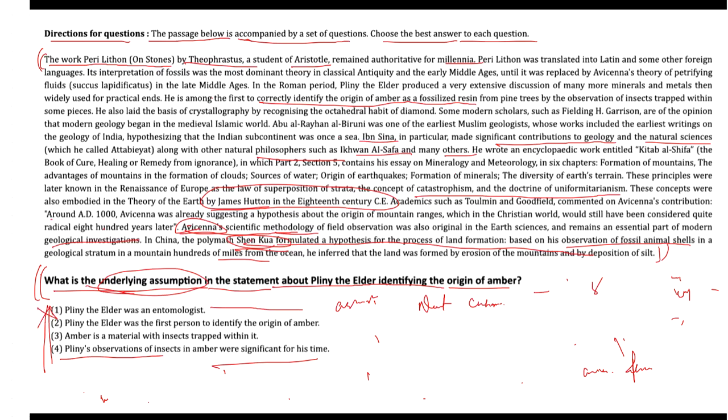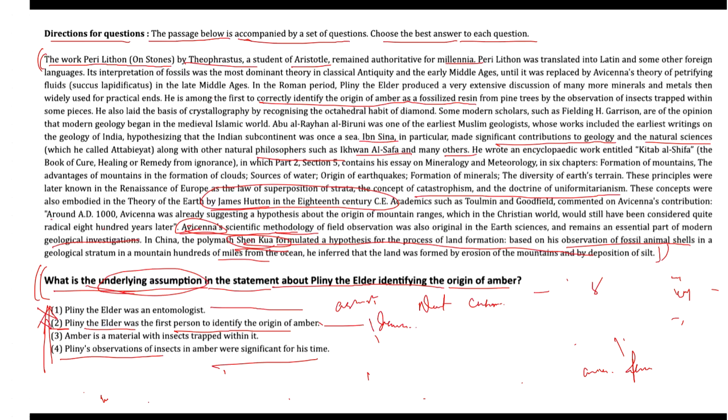Now, look into option two. What does it say? Pliny the Elder was the first person to identify the origin of amber. This option suggests that Pliny was the first to make the identification. But there is no information in the passage indicating that this is a necessary assumption. So it is not critical that he was the first. What is important is that he did make the identification. So in that case, we can eliminate option two on the basis of distortion.